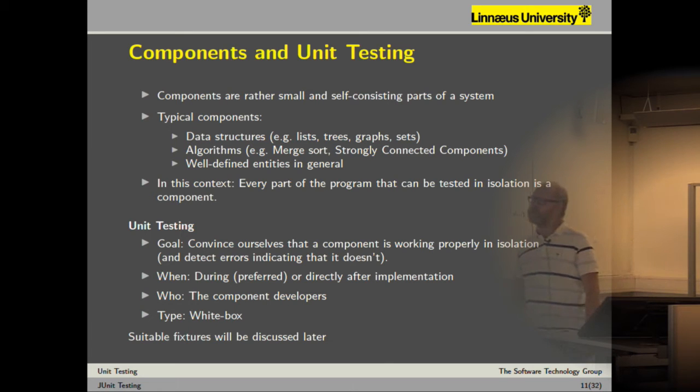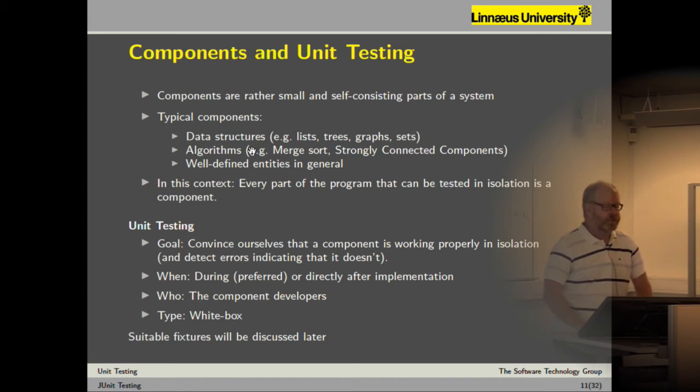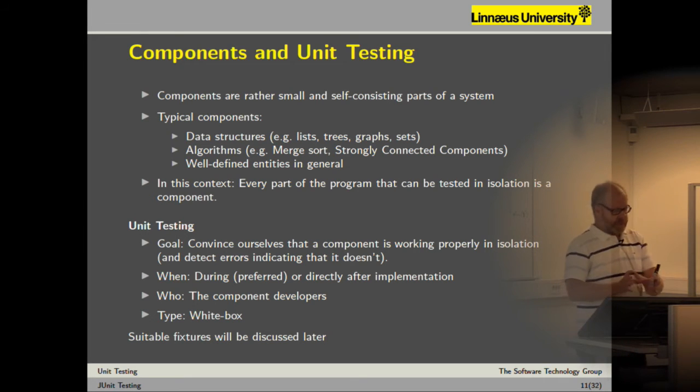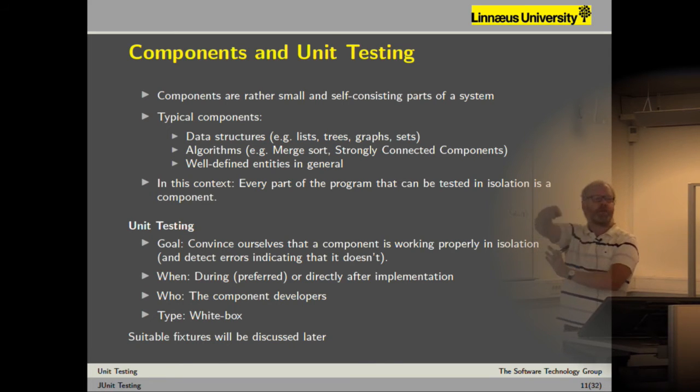Components and unit testing will be the main topic from now on. A component is something small and self-consistent. It can be a list, an algorithm, or something that can be tested in isolation. It can be one class, it can be 5 classes or something like this. But something that we can consider as one part of the system that is not depending on anything else. I can test it in isolation. It's a component.